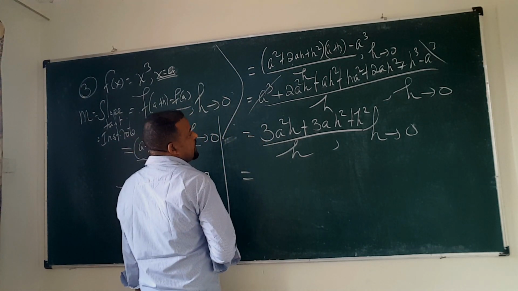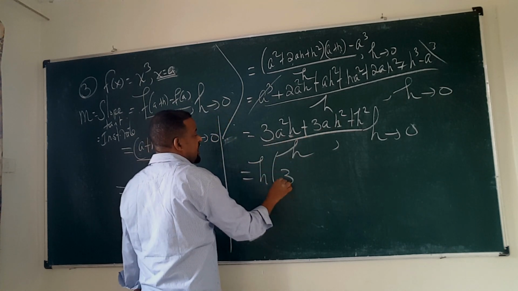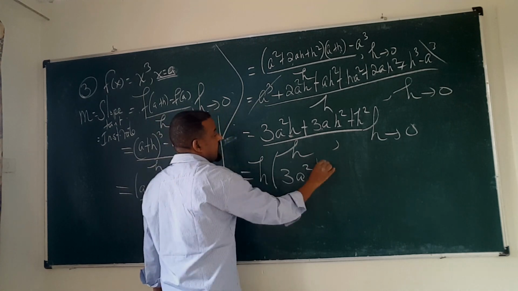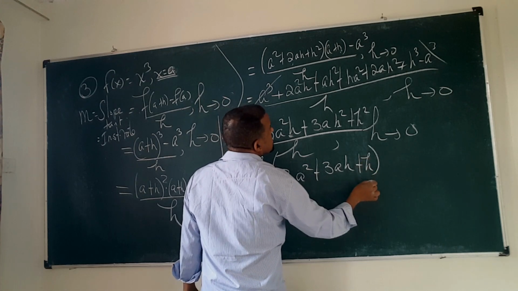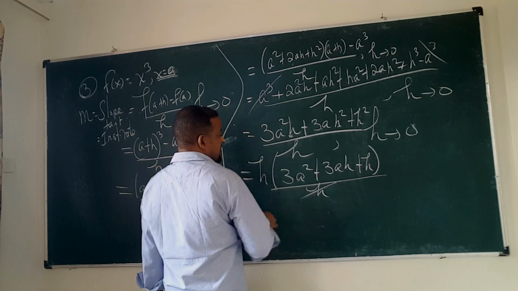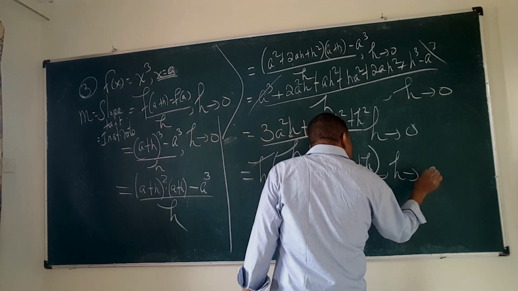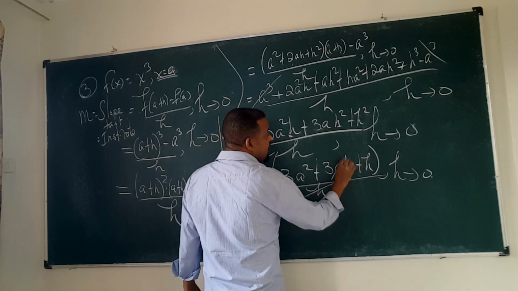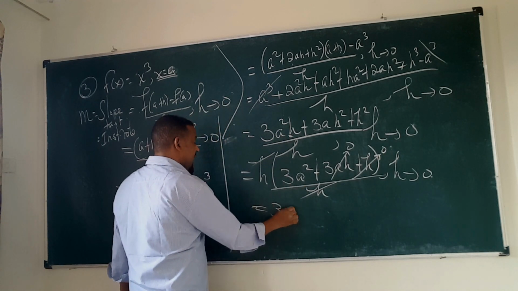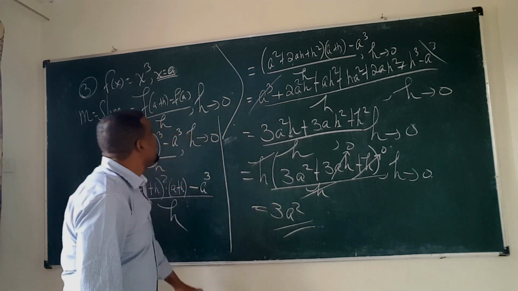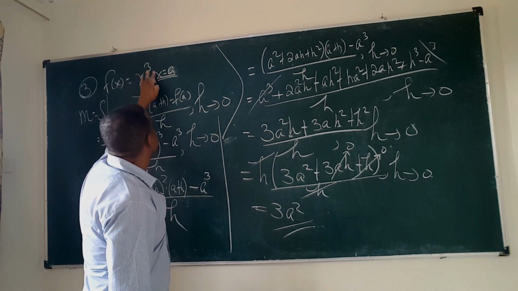That's all. Now we take h out as a common factor. When h is taken out, what remains here? 3a squared plus 3ah plus h squared, over h, which cancels the h, when h approaches 0. As h approaches 0, 3ah goes to 0 and h squared goes to 0. So what remains is 3a squared. This is the slope of the tangent line to the curve x cubed at a point a.